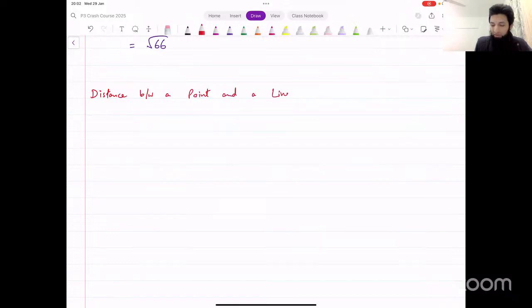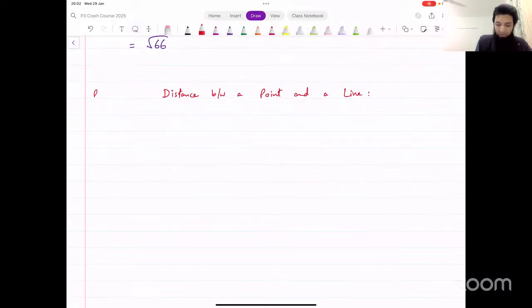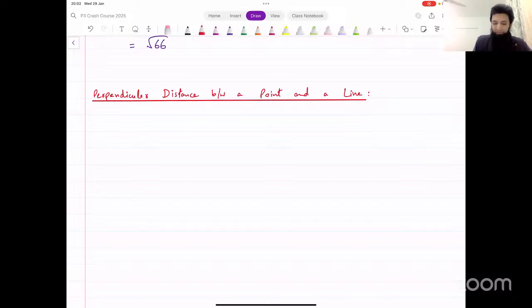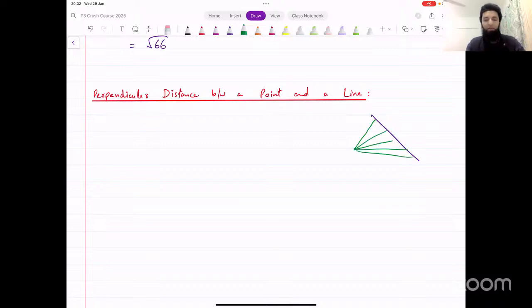Now, whenever we talk about the distance between a point and a line, we always talk about perpendicular distance. So let me specify here: we're talking about perpendicular distance between a point and a line. Because otherwise, if we have a point here and we have a line here, then we could say the distance between the point and the line is this, right? All of these could be possible distances. Whenever we talk about distance between a point and a line, we always talk about the shortest distance, okay? And the shortest distance is always the perpendicular distance between that point and the line. So that's what we're interested in finding.